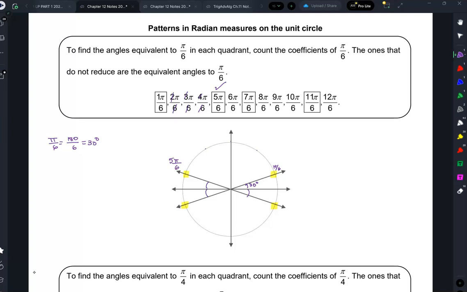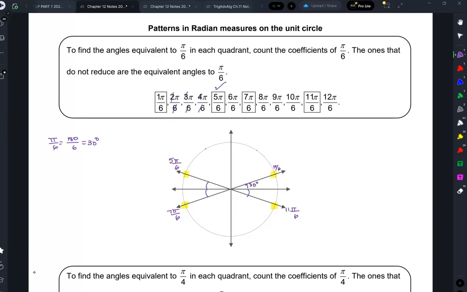Now the next one, 6 pi over 6, is no good because it reduces. 7 pi over 6 does not reduce. 8 pi over 6, 9 pi over 6, 10 pi over 6 reduce, and 11 pi over 6 is the other one that does not reduce. And so these four are the four angles around the circle that correspond to pi over 6. In each of the cases, the 6 stays as the denominator.